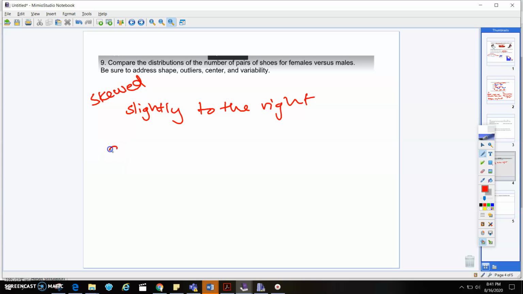And when you compare, you need to make sure that you always use greater than or less than. Okay, greater than or less than. So that's just something to keep in mind when you're comparing data. Make sure that you're using comparison words. That's really, really important.